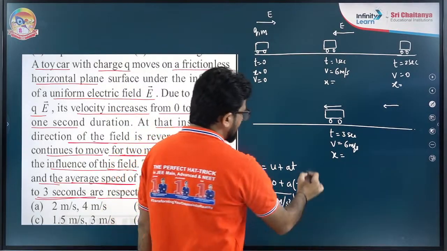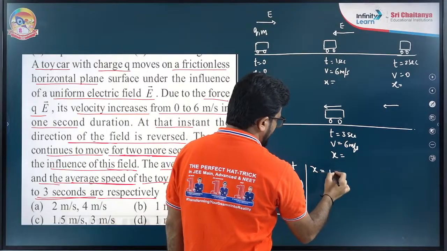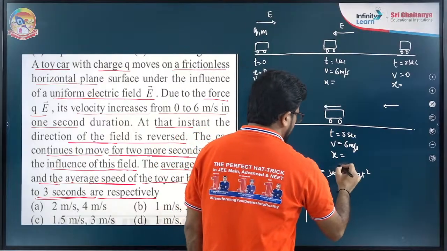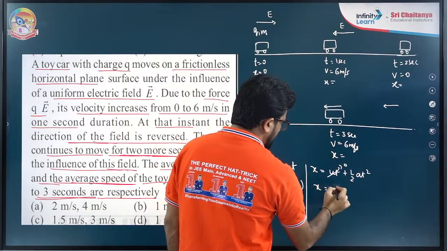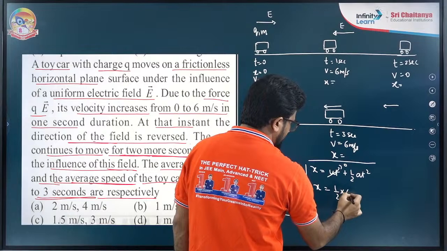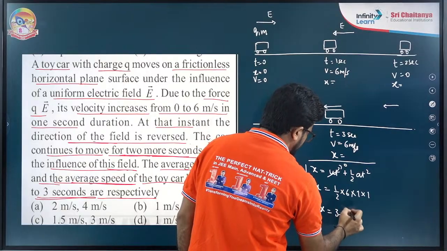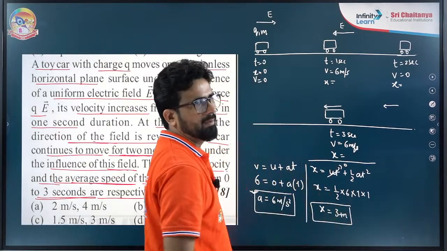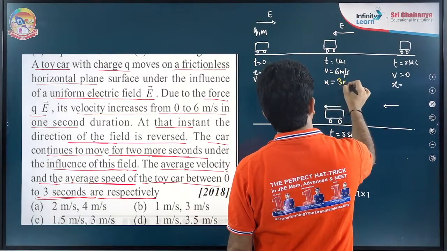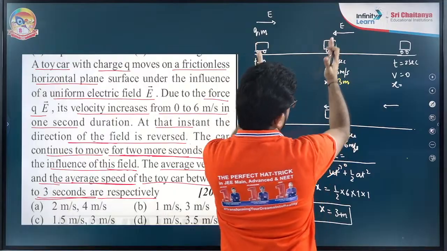If you know the acceleration value, you can calculate the x value also. You can say x equal to ut plus half at square. Here u is 0, so x equal to 1 by 2, a is again 6, into 1 into 1. That means x is equal to 3 meter. In 1 second it is covering a distance of 3 meter, from x equal to 0 to x equal to 3 meter.